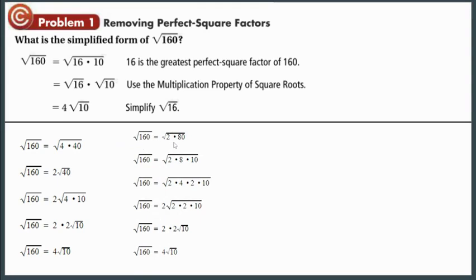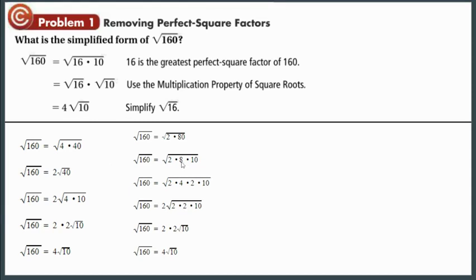Here's another example, 160. But this time, I didn't realize that it was divisible by 16 or by 4, so I divided it by 2 because it's an even number. Well, 2 times 80. In this case, I still need to break these other numbers down, 80 into 8 and 10, to find perfect squares.